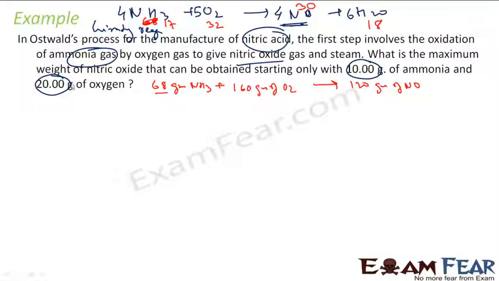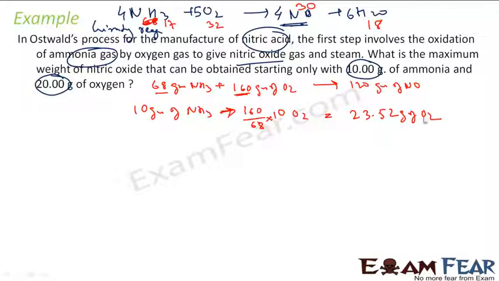So now if you see, how many grams of ammonia do I have? 10 grams. If 68 grams of ammonia needs 160 grams of oxygen, then 10 grams of ammonia will need how much? 160 by 68 into 10 oxygen, right? And if you solve, that is 23.52 grams of oxygen. So to consume all 10 grams of ammonia, we need 23 grams of oxygen.